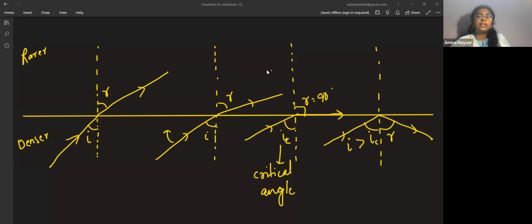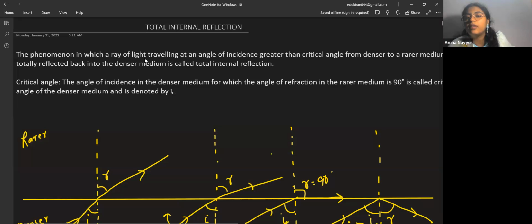All right. Now see, let us read the statements. The phenomenon in which a ray of light traveling at an angle of incidence greater than the critical angle from a denser to a rarer medium is totally reflected back into the denser medium is called total internal reflection. And what is the critical angle? The angle of incidence in the denser medium, for which the angle of refraction in the rarer medium is 90 degrees, is called the critical angle of the denser medium and is denoted by the symbol i with a small c in the subscript.